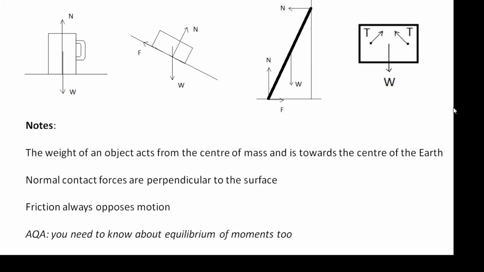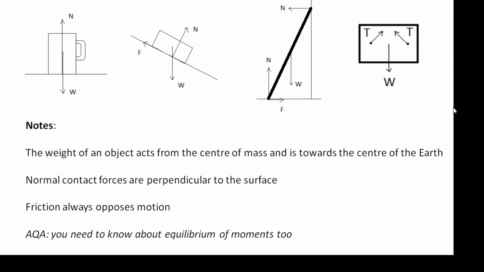Okay, here's some examples. The most obvious one is the cup on the table. There's the weight of the cup downwards, there's a normal contact force upwards, the forces are equal and opposite, it's not moving. All of these are actually static equilibrium. There's the block resting on a slope with friction stopping it sliding down. There's a ladder leaning against a wall. There's a picture hanging on a wall. There is no resultant force acting on any of them because they're in static equilibrium.